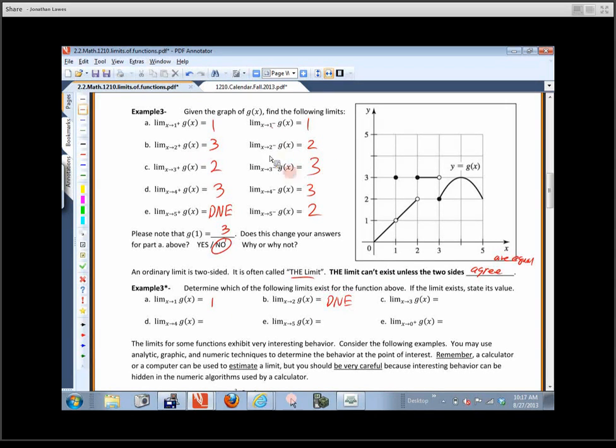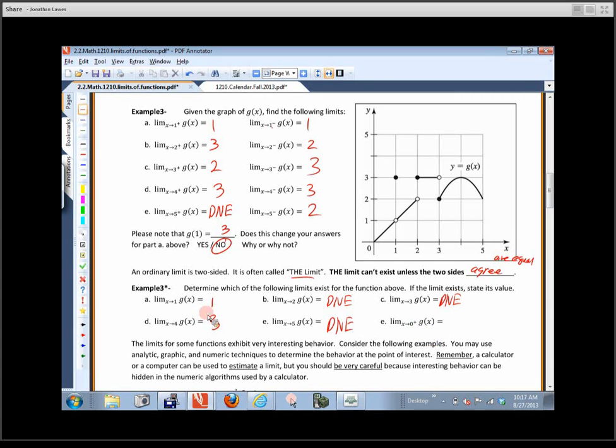What about for 3? Nope. So that'll be a DNE. And what about for 4? Yep, that's going to be a 3. And what about 5? Okay, one of them didn't exist, so the two-sided limit can't exist. So that's going to be a DNE. Okay, we'll come back to this one in just 1 second.